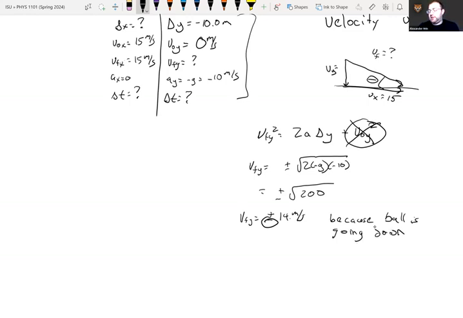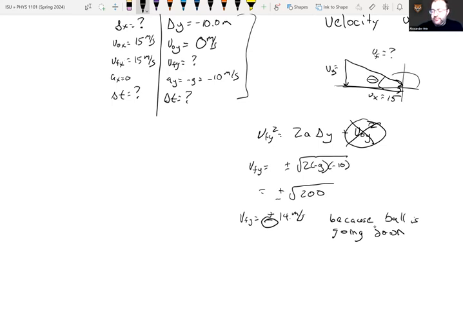Now, when you're asked to find this angle relative to the ground, it's important to know that you're not being asked to measure from the positive x-axis. You're being asked to measure the short angle from the ground that the ball is hitting at. So you've got to be careful about what you use here.